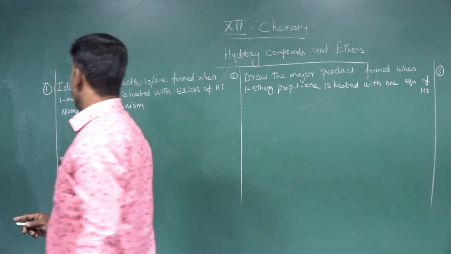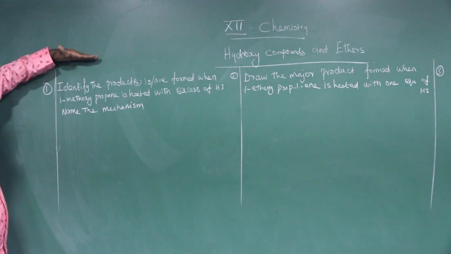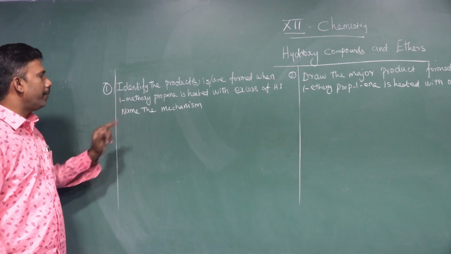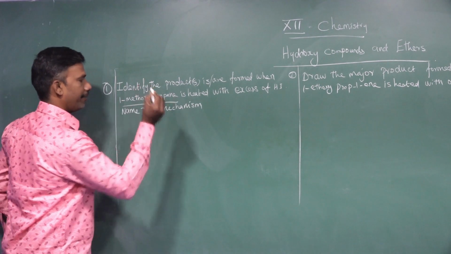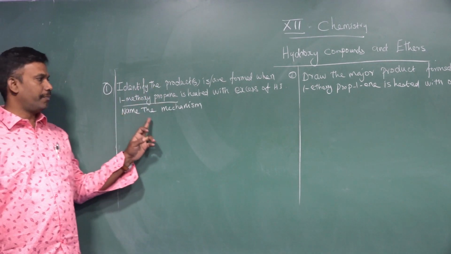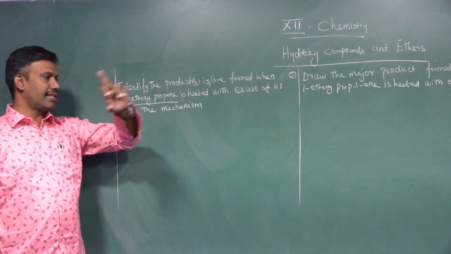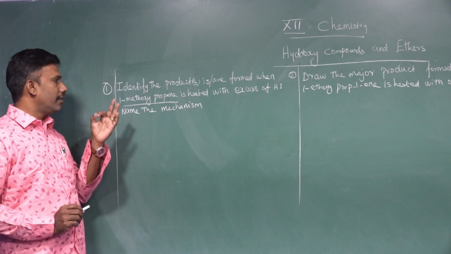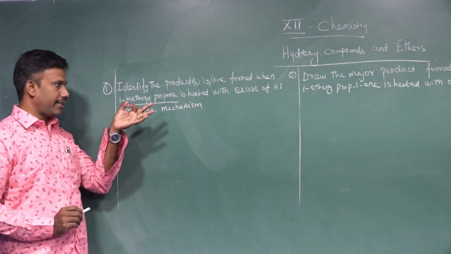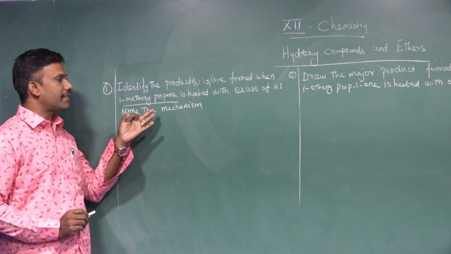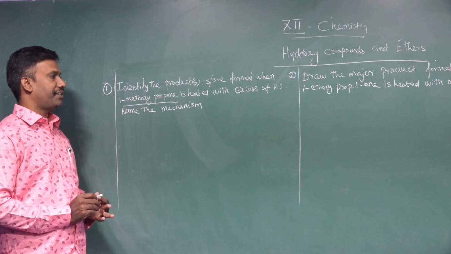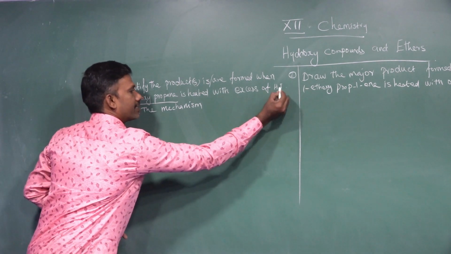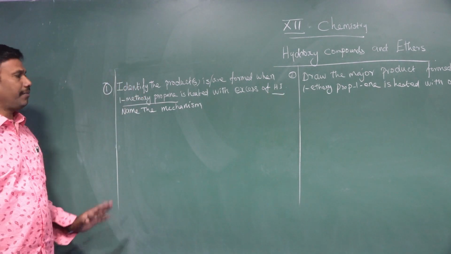The first question is: identify the product or products formed when 1-methoxypropane is heated with excess of HI, and name the mechanism. This is the question you have. What's the question? Identify the products formed when 1-methoxypropane is heated with the excess of HI and name the mechanism.